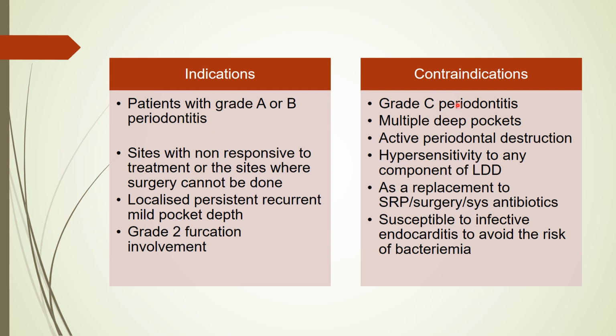But what are the contraindications? Where there is grade C periodontitis, an advanced type of periodontitis with complex type of pocket and active periodontal destruction, it is not recommended. We can go for surgery instead of LDD. Hypersensitivity to any of the components of LDD is a contraindication, and it is not indicated as a replacement for SRP, surgery or systemic antibiotics. Also, if the patient is susceptible to infective endocarditis, it is contraindicated, to avoid the risk of bacteremia.